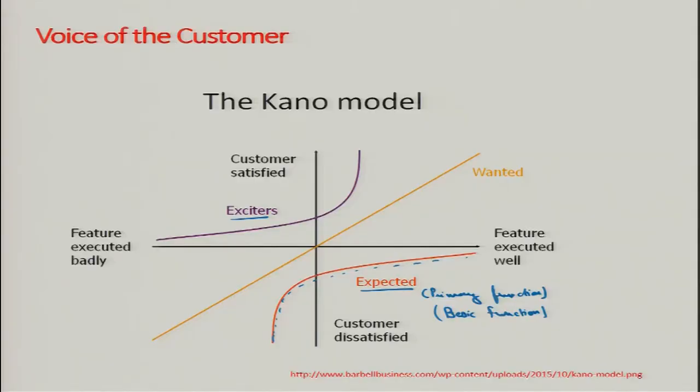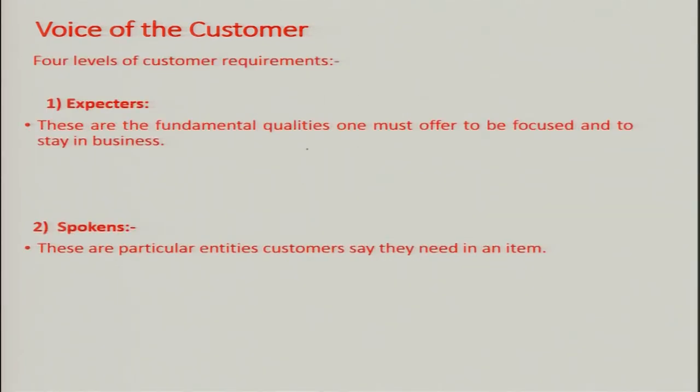A chair is something that has to support a normal body weight, 100 kgs weight. A bike is something that has to run on 2 wheels. So these are expected items, expectors we could say. So these are the fundamental qualities. What are expected? These are the fundamental qualities one must offer to be focused and to stay in business. So these are the qualities that customers accept as a piece of the item or administration, that is they expect them as a standard quality but not as an add-on.